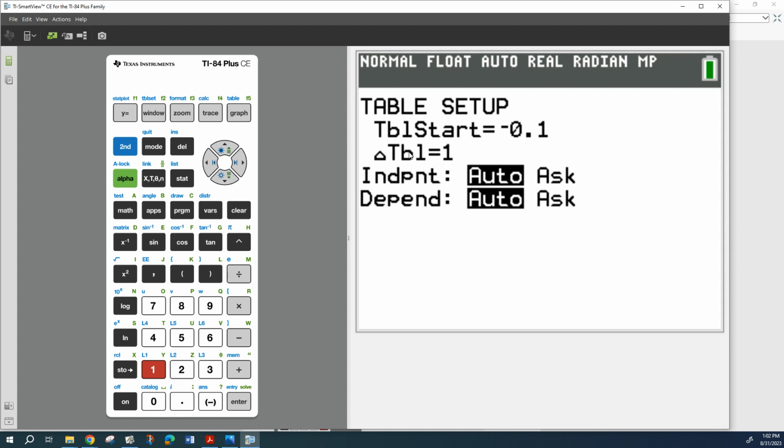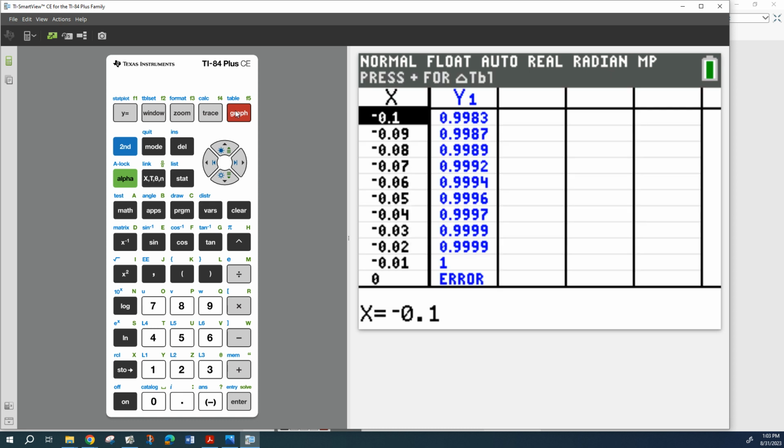Okay, what do I want my steps to be on the table? Let's do what we just did. How big were my steps? 100th, okay. So we want our steps to be of width 0.01, right? Starting at negative 0.1, we're going to inch towards 0 in that size increment. And now for my independent variable, let's see what happens if we leave it like this. So now if I go second table, look what it does.